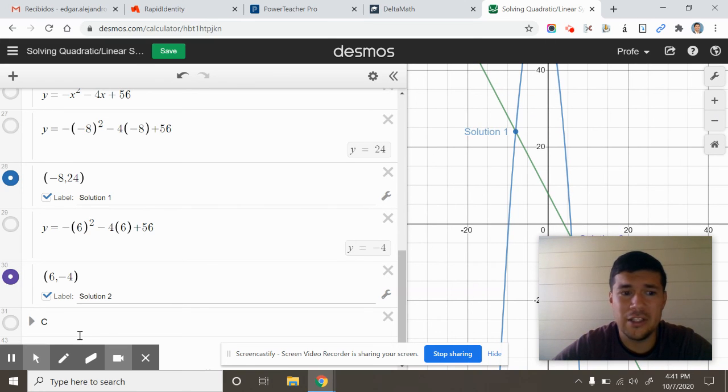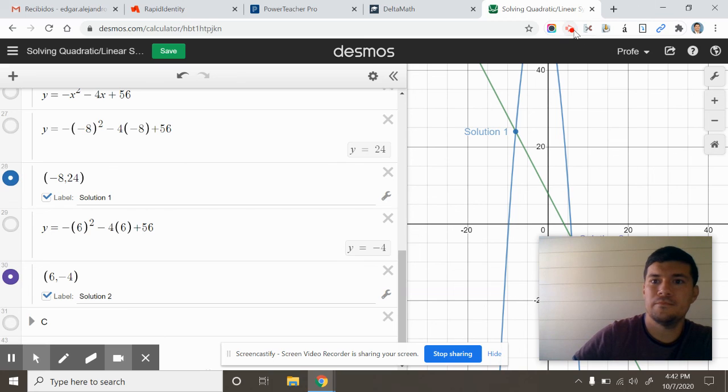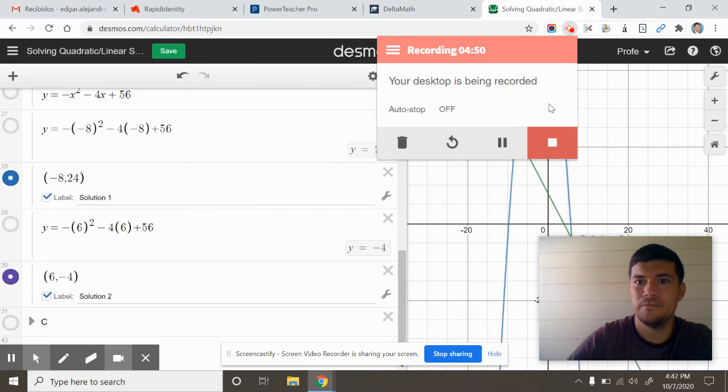The last example, the last level, simply shows you an a value other than 1. That's it. And by a value other than 1, we mean the quadratic has an a value other than 1. Just a tougher factoring.